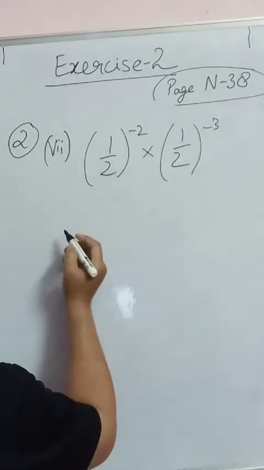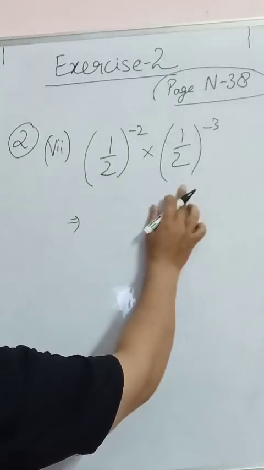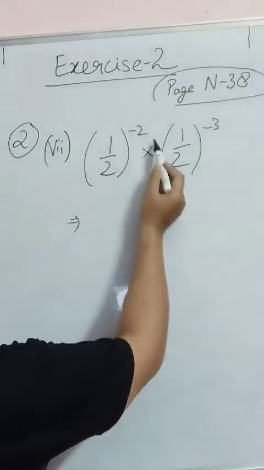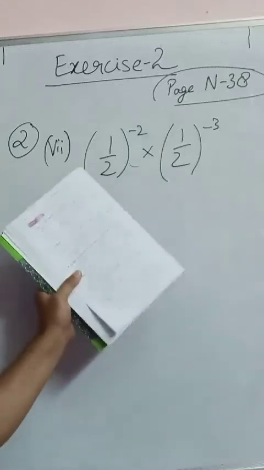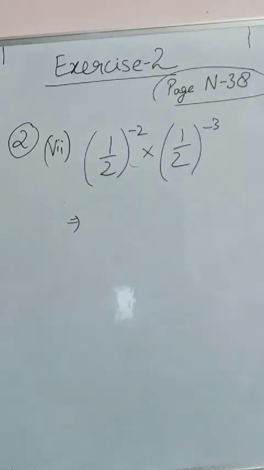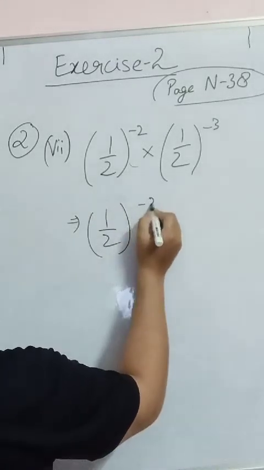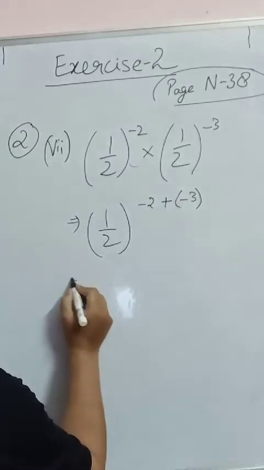So when we are going to do it, can we simply multiply the powers? No, we cannot, because the base is the same but they are getting multiplied. So in this case, the law says that the base remains the same and the powers are added. So let us do the same thing. The base remains the same and the powers are added. That means minus 2 plus minus 3. What will be the end result?